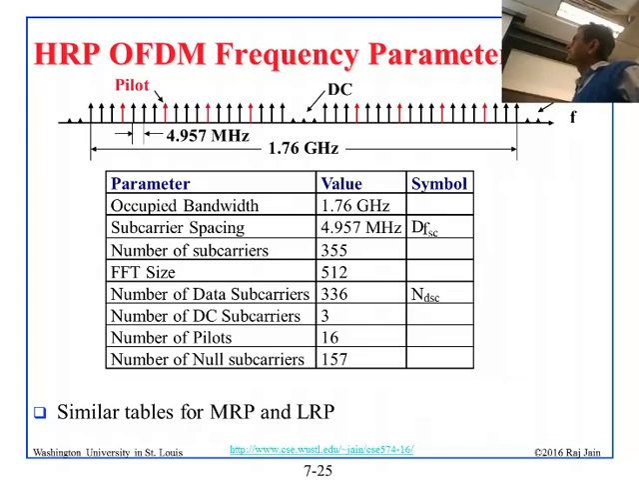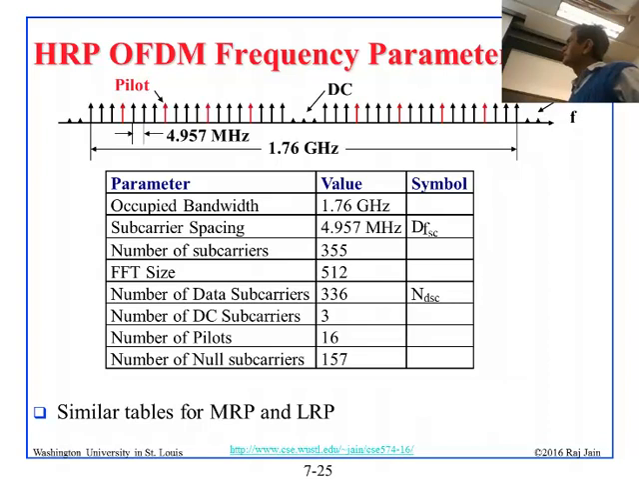16 are pilots, which are shown in red. And then at the end, there are 157, which are nulls. We are not even using them, 157. They are similar to DC, but they're not called DC. I don't really know the difference between null and DC, but there is some direct current here in the sense that there is some voltage, things like that. But how do you send the voltage on the air? I'm not sure. So these are DC and these are nulls. If you add up 336, 3 and 16, you will get 355.